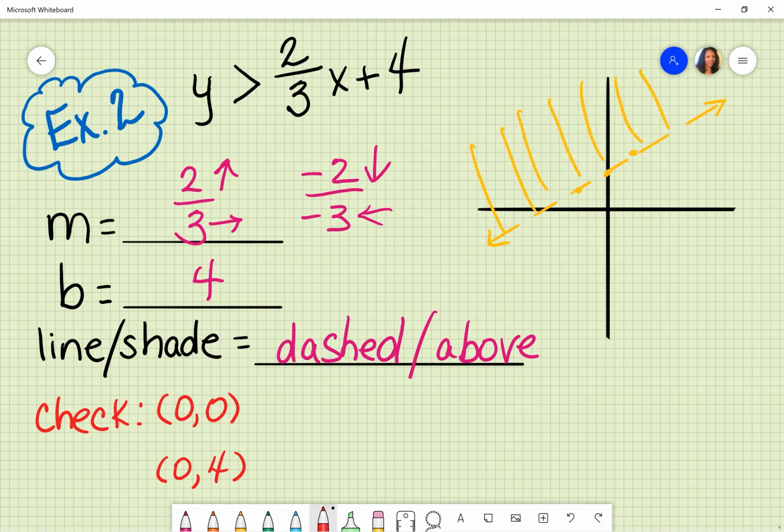So going back to my original inequality, I am going to substitute 0 in for x and y, and that's going to leave me with 4. Is 0 greater than 4? No. So that means the origin is not included. Now 4 should be greater than 4. Is that true? Well, no, that's not true because it does not have that equal to sign. So it should be dashed, and my line is dashed.